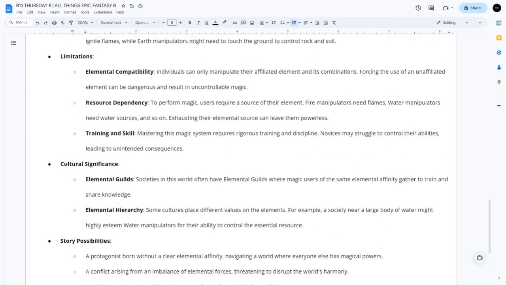Well, elemental compatibility. Individuals can only manipulate their affiliated element and its combination. Forcing the use of an unaffiliated element can be dangerous and result in uncontrollable magic. Resources and dependency. To perform magic, users require a source of their element. Fire manipulators need fire, water manipulators need a water source, and so on. Exhausting their elemental source can leave them powerless. Ooh, yeah. Training. Mastering these magic systems requires rigorous training and discipline. Novices may struggle to control their abilities, leading to unintended consequences.